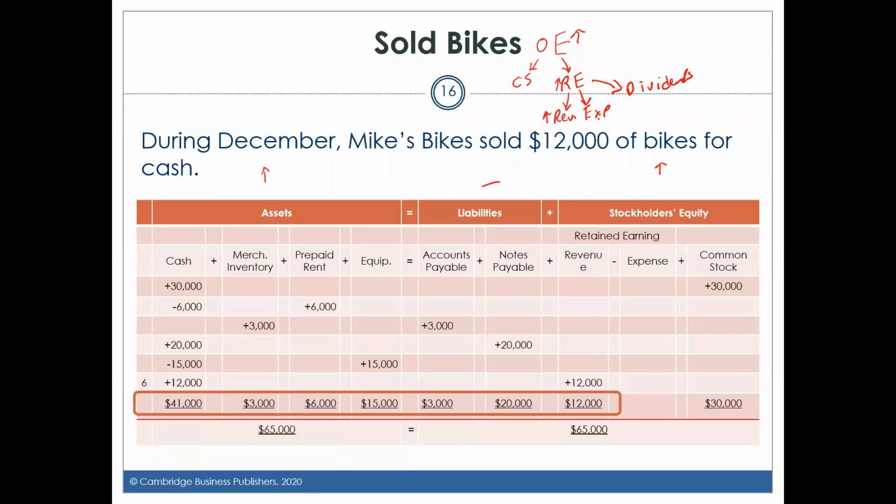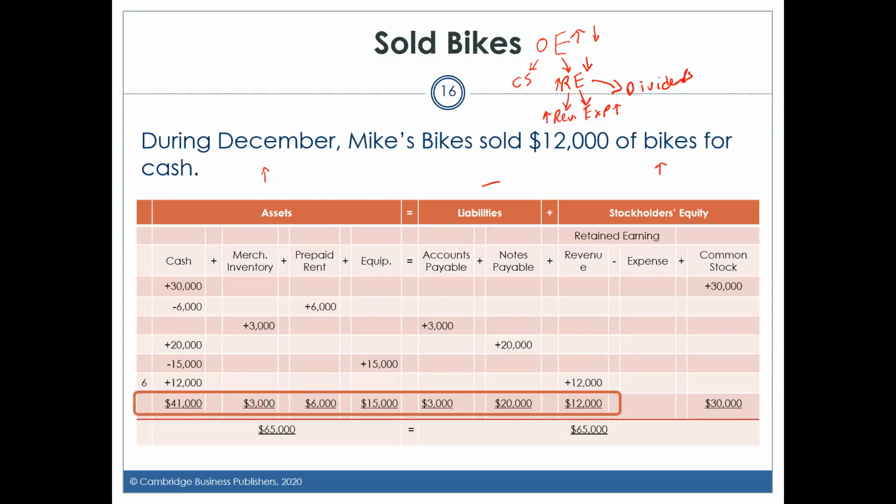What about expenses? What's the effect on owner's equity when expenses increase? When expenses increase, everything else held constant, what happens to retained earnings? Goes down, right? Because revenue minus expense, which is net income, goes down whenever expenses go up, everything else held constant. And if retained earnings goes down, then owner's equity goes down. So the effect of revenue on owner's equity is a positive effect. The effect of expenses on owner's equity is a negative effect.